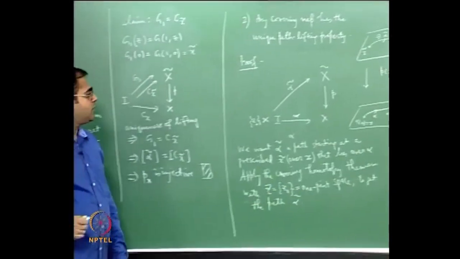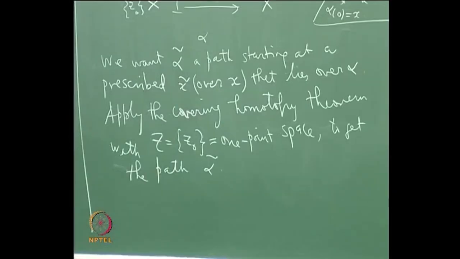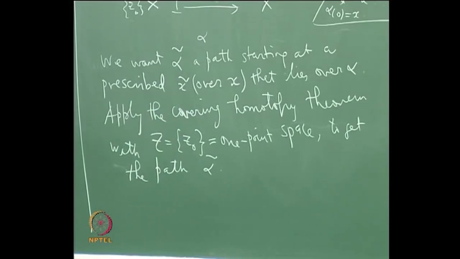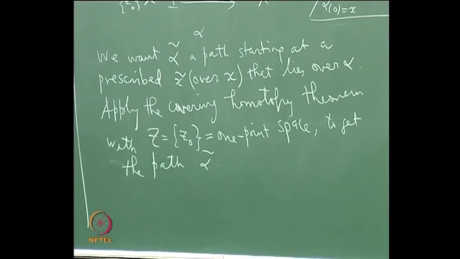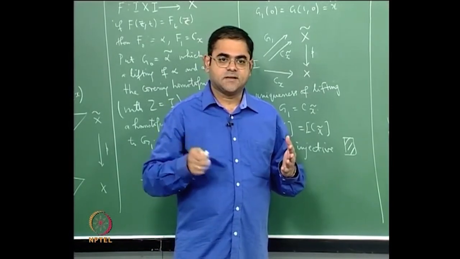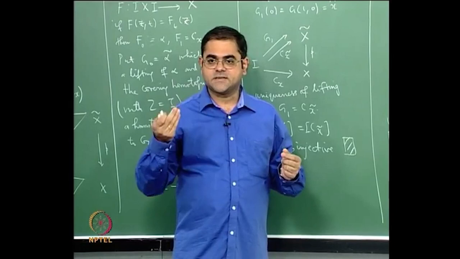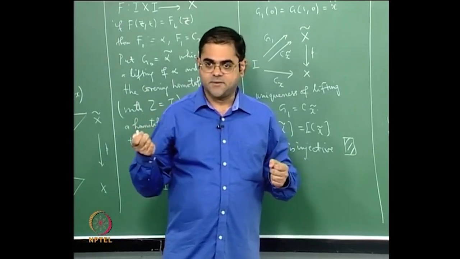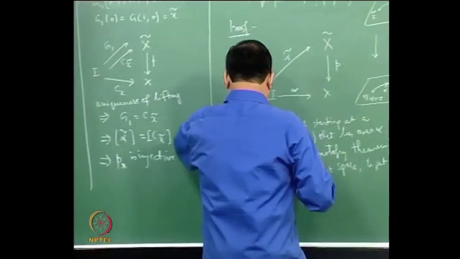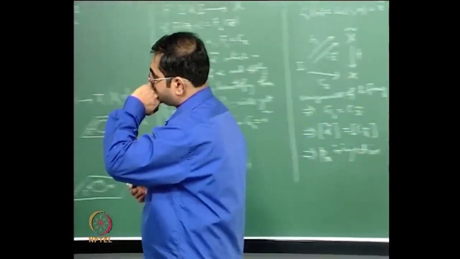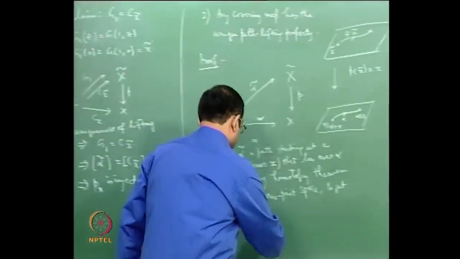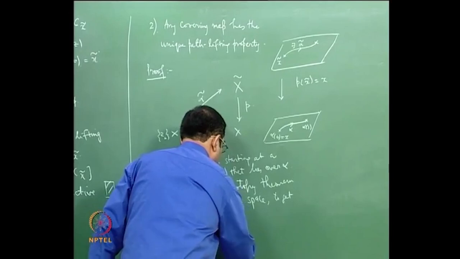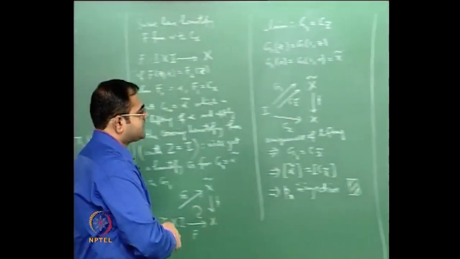So the moral of the story is the covering homotopy theorem also tells you that you can lift paths, and the covering being a local homeomorphism ensures that the paths that you lift are unique, because the initial point has already been prescribed. So that's the end of proof of this statement.